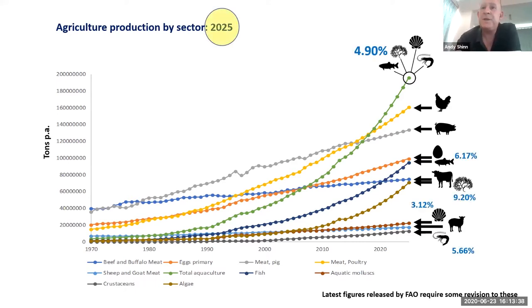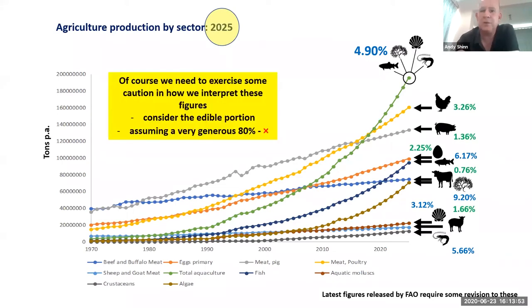We know that aquaculture is currently increasing at around 4.9% year on year. But if we put on some of the other industries and just pop those figures along the side there, we do need to be very careful in how we interpret the figures for aquaculture, because we must think about the edible portion.